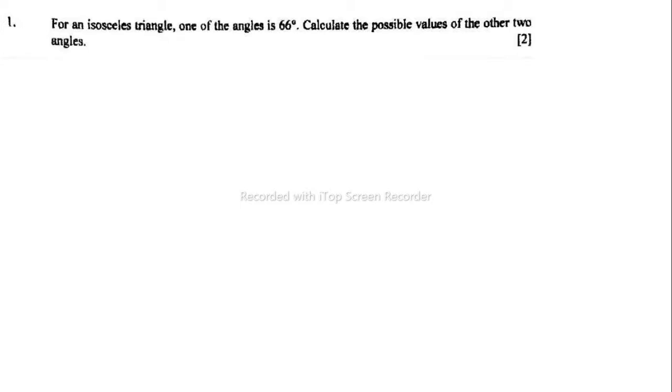So for an isosceles triangle, one of the angles is 66. Calculate the possible values of the other angles. If you know that one of the values is 66, wouldn't another one be 66? Yeah, that's true. But there's something else to consider. Not only can it be 66, there's another thing that it could be.